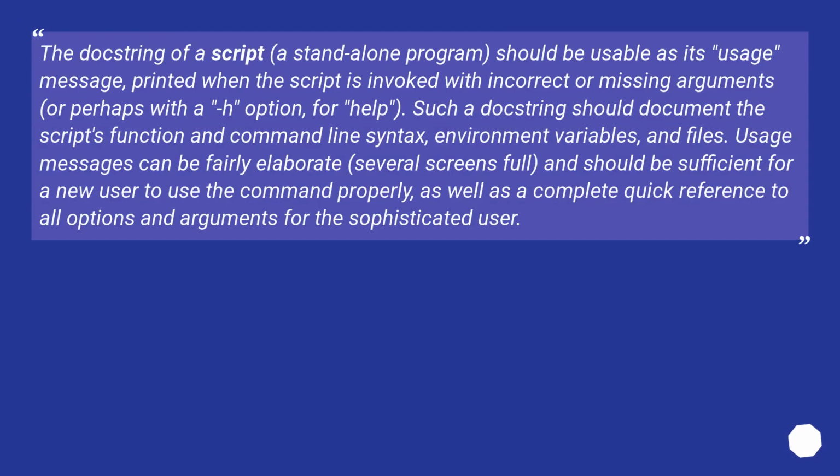To quote the specifications, the docstring of a script, a standalone program, should be usable as its usage message, printed when the script is invoked with incorrect or missing arguments, or perhaps with a -h option, for help. Such a docstring should document the script's function and command line syntax, environment variables, and files. Usage messages can be fairly elaborate, several screens full, and should be sufficient for a new user to use the command properly, as well as a complete quick reference to all options and arguments for the sophisticated user.